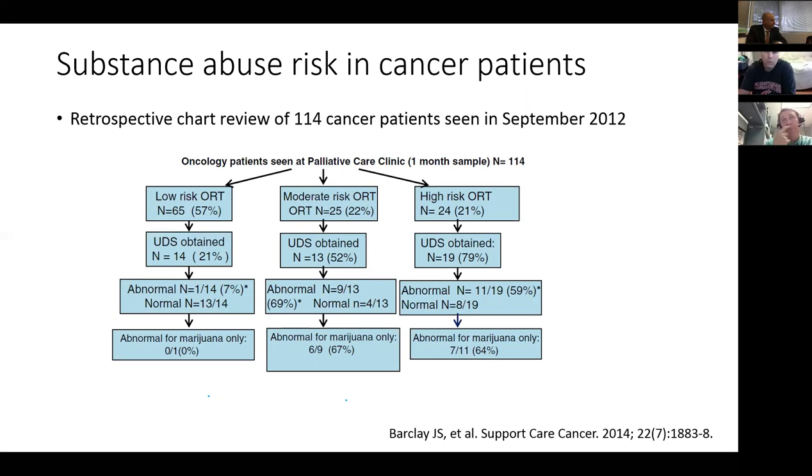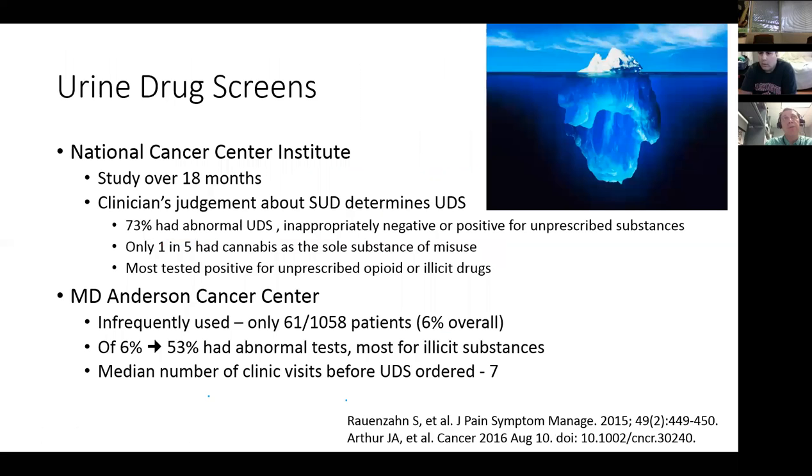Now at that time, the majority of these tests were abnormal for marijuana, but not all of these patients were just marijuana, and we had a fair number of patients who also tested positive for cocaine. And so this became part of what then led to developing a policy at UVA where all patients would get screening urine drug screens both at the beginning of being seen in the clinic and then in follow-up.